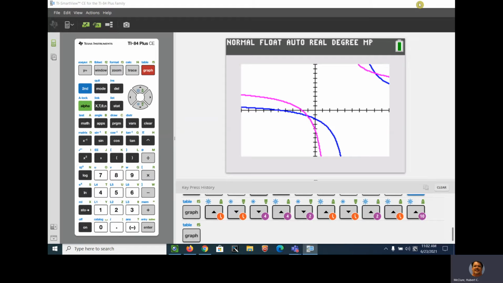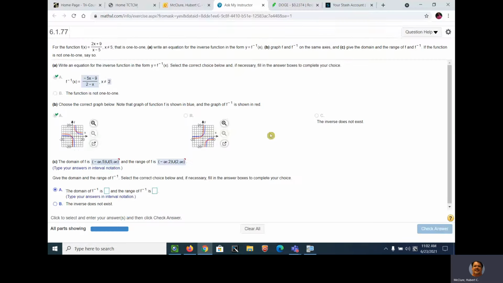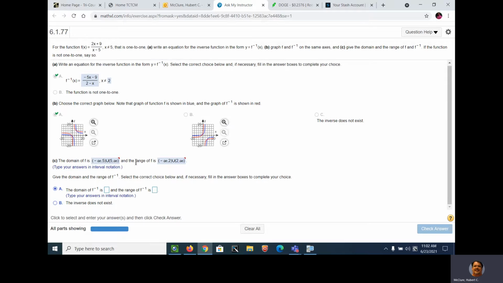All right. And you see that's what they're asking you. Domain, all real numbers except for negative 5 on the function, and all real numbers except for 2 on the inverse function. It's a good little test question. I like that one. Next question.